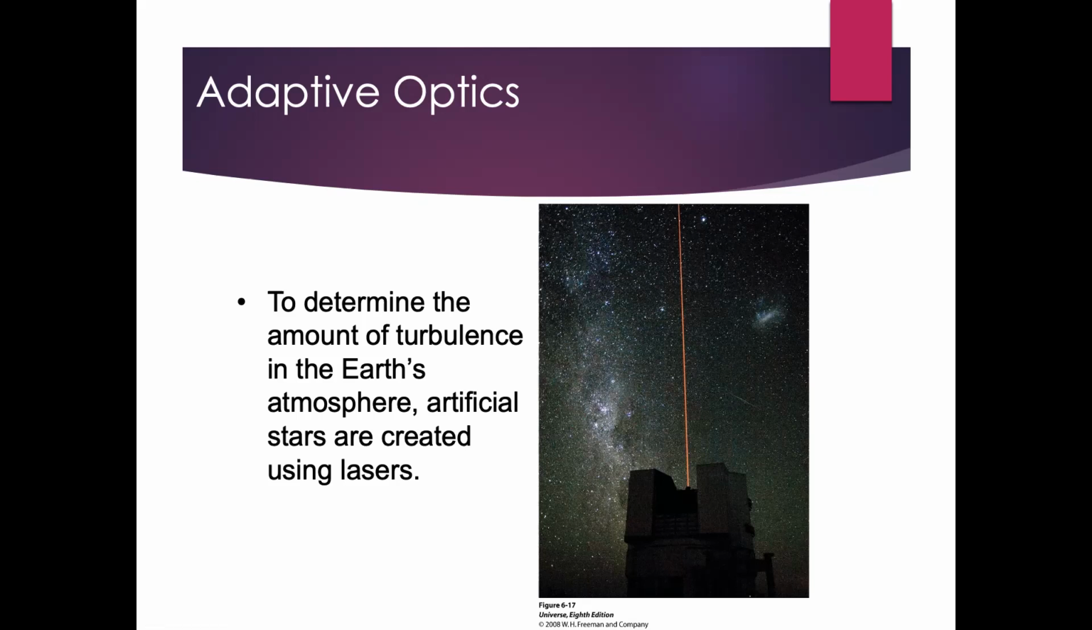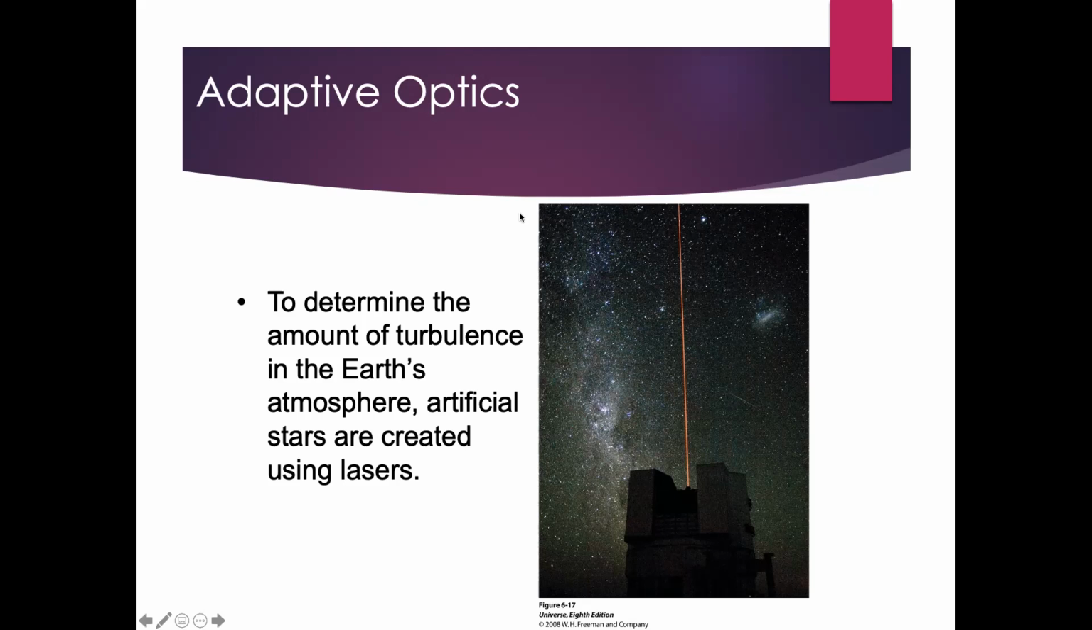And we know what that point should look like because we're the ones creating it. So as we watch that point, as we watch this laser and the artificial star it's creating, we can see how the atmosphere is playing with the light, and based on that, quickly adapt the surface of our mirror to bend the light back into the correct shape.